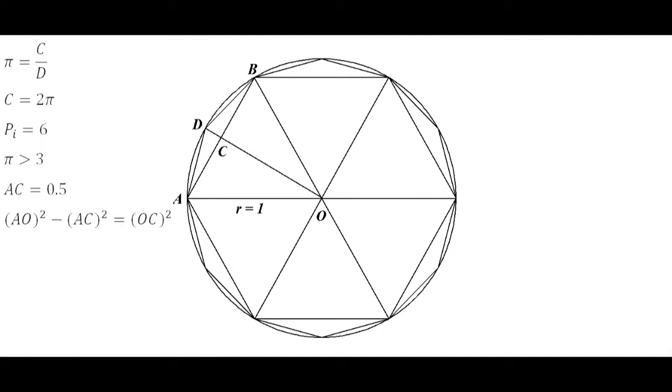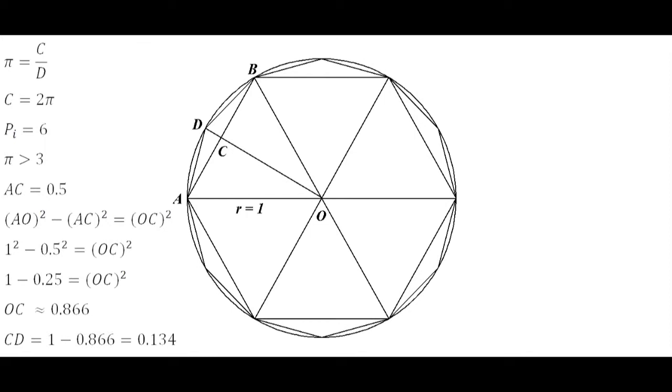AO is equal to 1 and AC is equal to 0.5. So our equation becomes 1 squared minus 0.5 squared equals OC squared, or 1 minus 0.25 equals OC squared. 1 minus 0.25 equals 0.75, so we have the equation 0.75 equals OC squared, or OC is approximately equal to 0.866. Line OD is another radius of the circle, therefore it's also equal to 1. Therefore CD equals 1 minus 0.866, which is equal to 0.134.